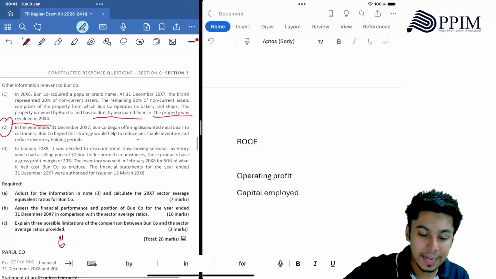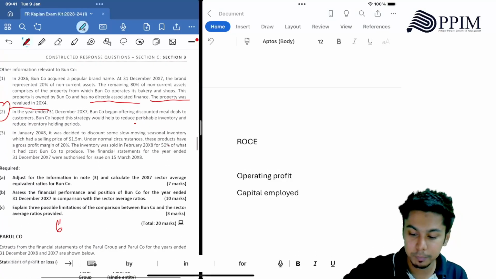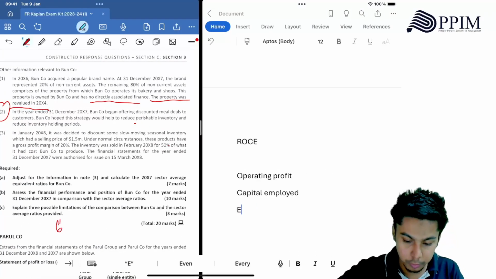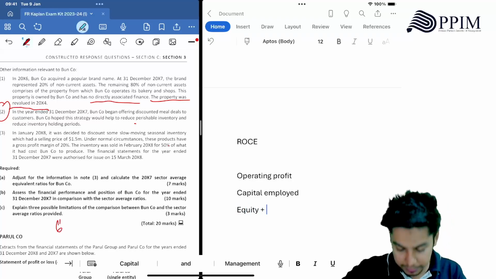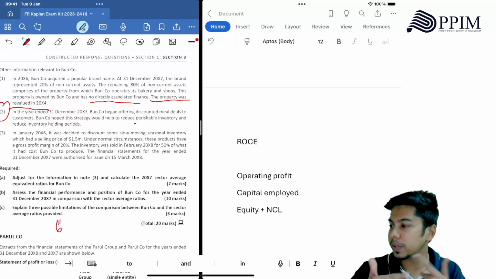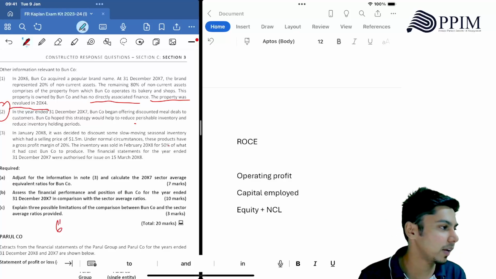And also you can add any other points. Now normally guys, capital employed means what? Capital employed means equity, right, plus what is the other thing over there? Equity plus debt, non-current liability. So try to speak about these points also as much as possible wherever you can.